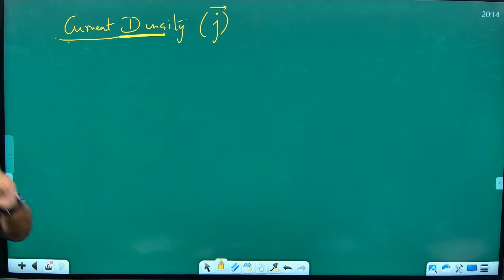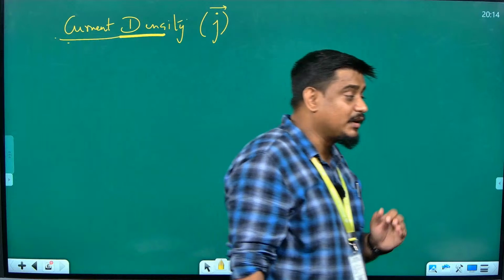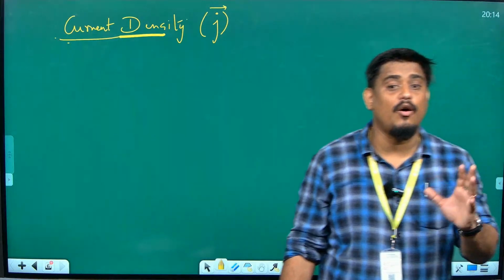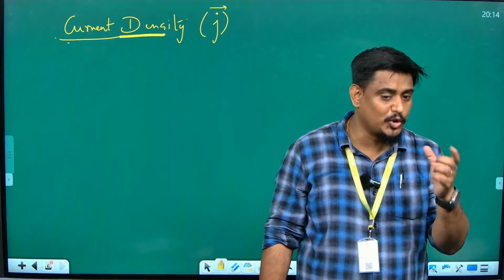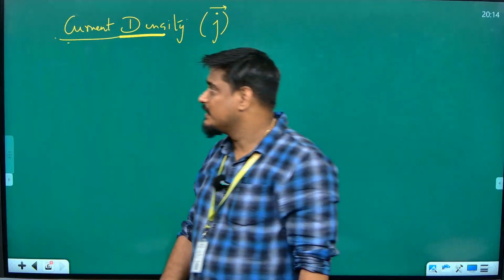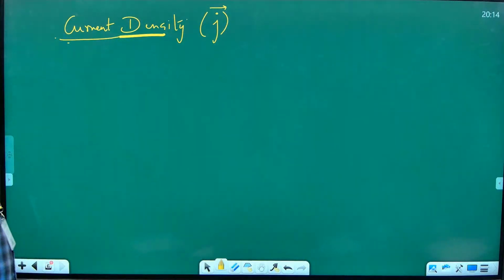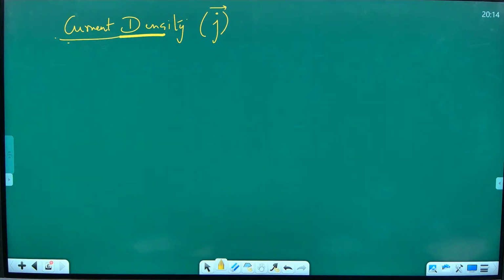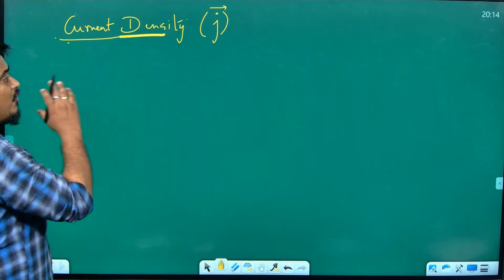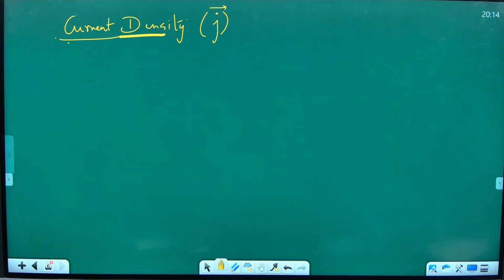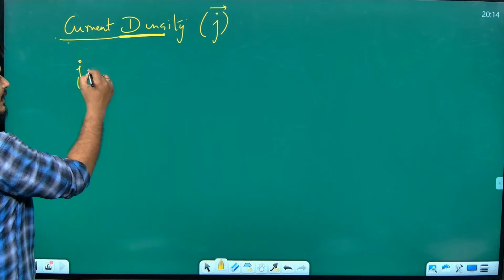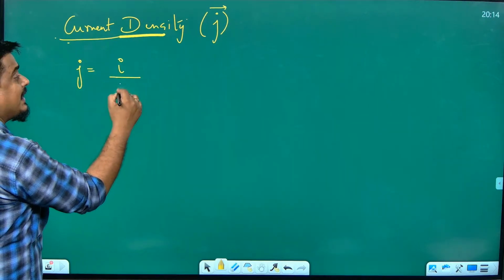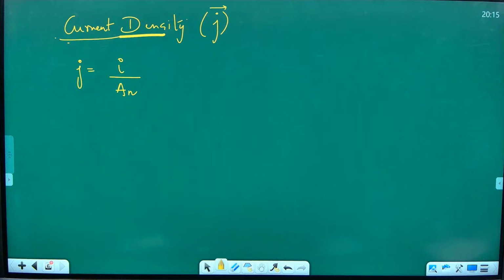I talked about electric flux, you remember? Electric flux, I told you, it is the number of electric field lines passing normally through an area, isn't it? Same way, current density is defined as, if the electrons are moving, it is going to produce current. So it is defined as how much current flows per unit area. Which area? The normal area. So current density is defined as current by A normal. Now, what is the meaning of A normal?